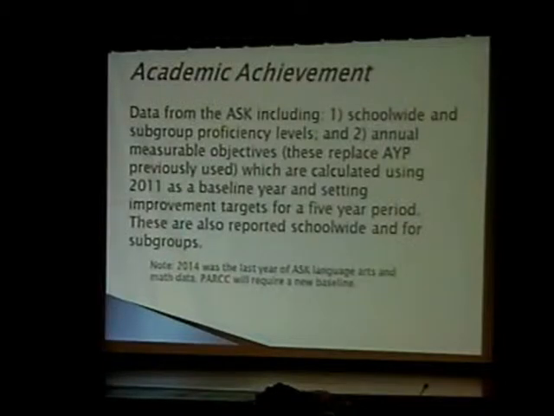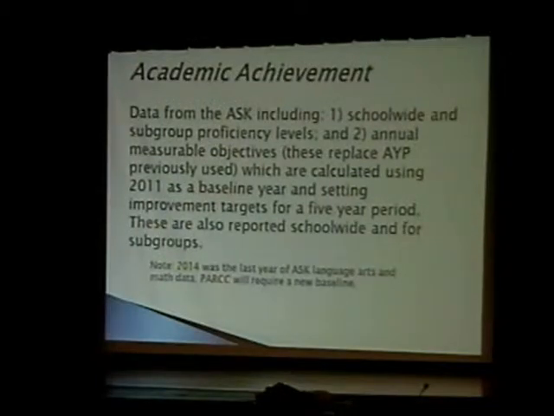One of the pieces obviously looks at academic achievement, and in recent years this looked at ASK. How did the whole school do on ASK? How did each subgroup do? It also looked at what are known as annual measurable objectives and targets under what was originally known as the Elementary and Secondary Education Act. Under Bush it became NCLB, and the name may change again in the future.